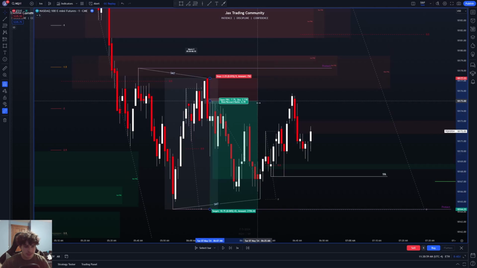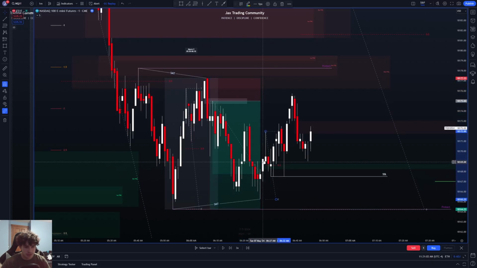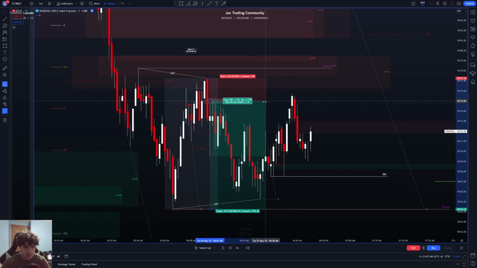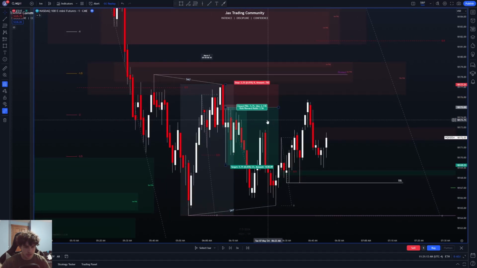So if I did see this candle right here, and then maybe even this candle right here, I would probably take myself out of the position. And I'd still profit at the least amount. I'd profit at a 2.56 RR.